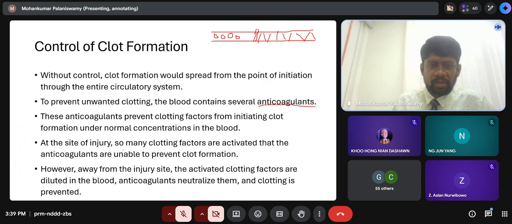At the site of injury, so many clotting factors are activated and the anticoagulants are unable to prevent the clot formation. However, away from the injury site, the activated clotting factors are diluted in the blood, anticoagulants neutralize them, and clotting is prevented. Can anyone explain these three sentences? Just read it once, you will get an idea. Try to explain these three sentences.